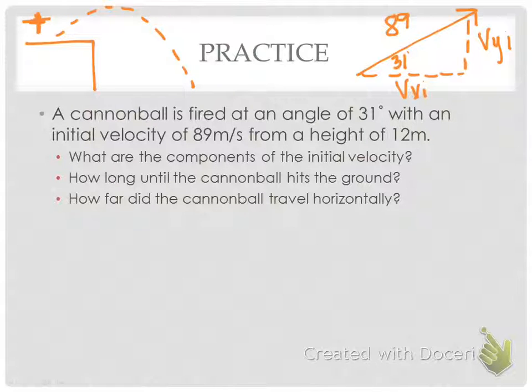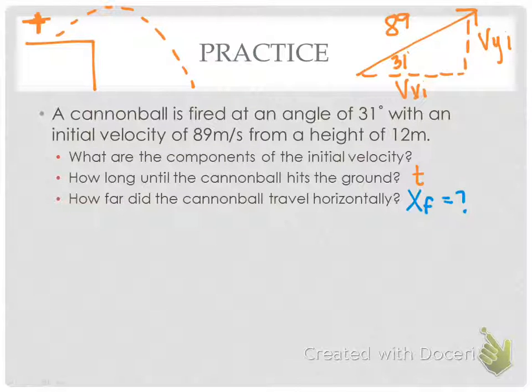Okay, so now I've got my questions up here. What are the components of initial velocity? We're going to break that down first. And then we want to find out how long until the cannonball hits the ground, which is solving for what variable? Time, good. And then what about how far did it travel horizontally? X, yep, X final.